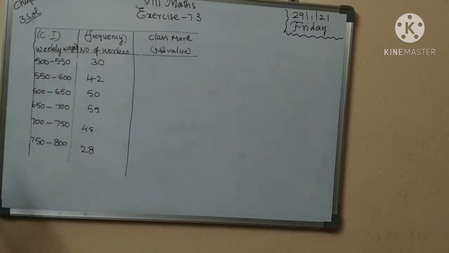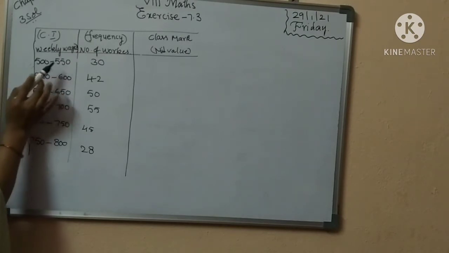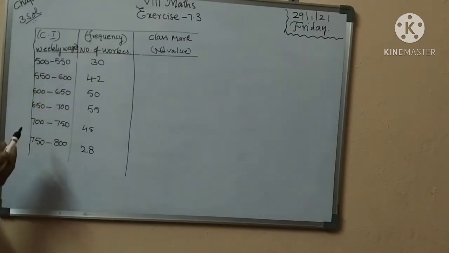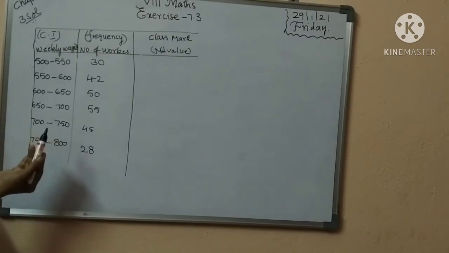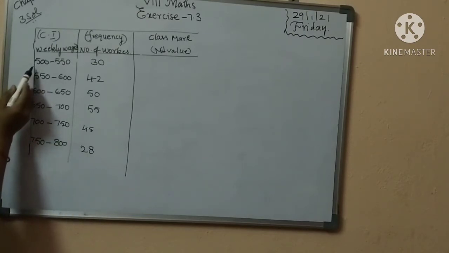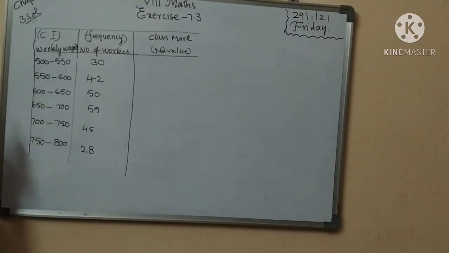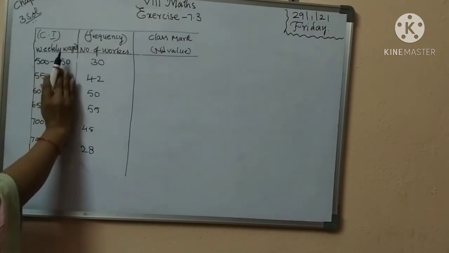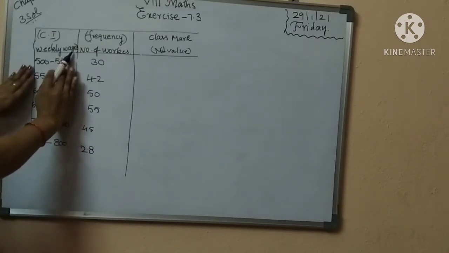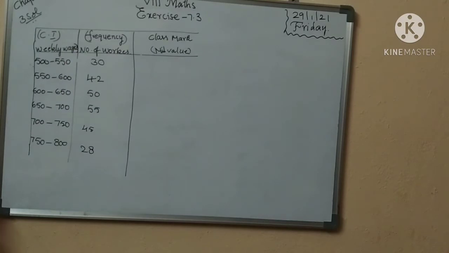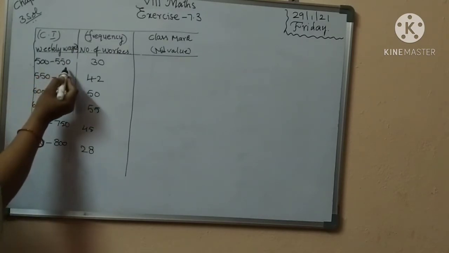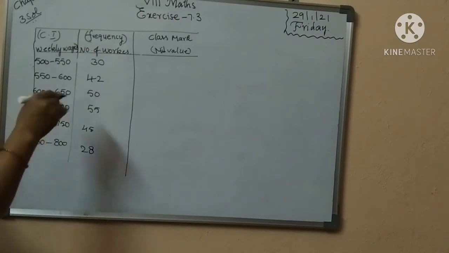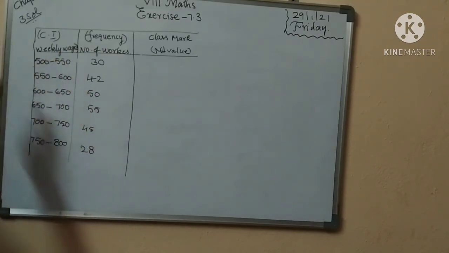What is a class mark? It is made from the lower boundary and upper boundary. For any class interval, the right side value is the upper boundary and the left side value is the lower boundary. Here 550 is the upper boundary, the right-hand value, and 500 is the lower boundary, the left-hand value. Okay children, the right side value is the upper boundary and the left side value is the lower boundary. Did you understand?